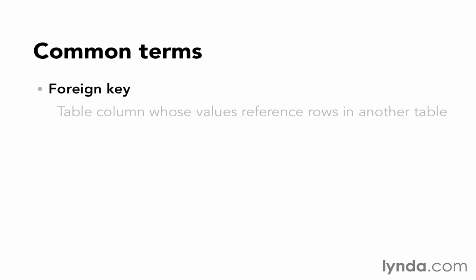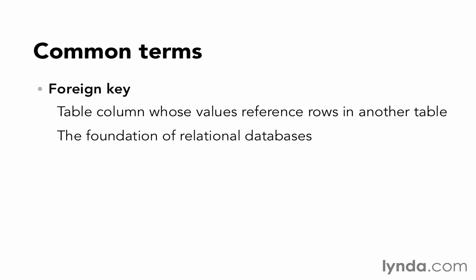Next, I want to talk about foreign keys. Foreign keys are an important concept when working with relational databases. A foreign key is a table column whose values reference rows in another table. They relate rows in one table to another through this reference. These relationships that foreign keys provide are why we call them relational databases. An example might be that if we had a pages table, we would have a subject ID in that table, and that would reference the ID of the subject table.